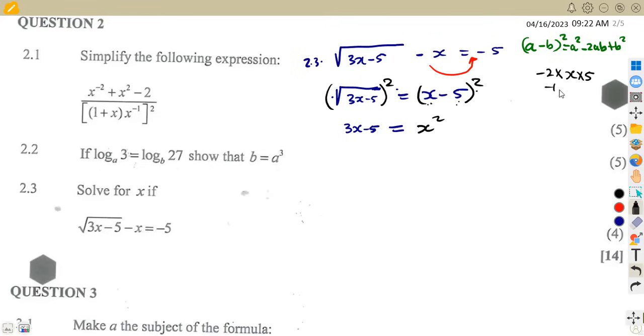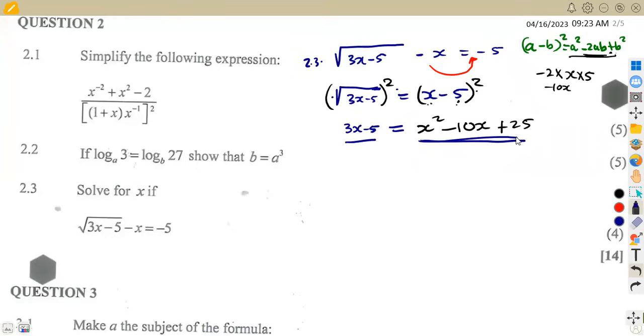So this is going to give us negative 10x. That's minus 2ab, so it's minus 10x in this case. Then b squared, which is 5 squared, so 5 squared is a plus 25. Take note, it's plus b squared. So you follow this concept, or you can expand these brackets separately. Still it's one and the same. So these two, they are equal.